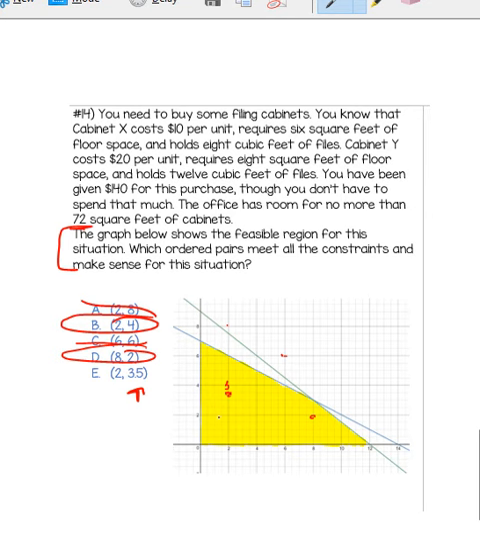So just because you have a shaded feasible region doesn't mean that all the decimal parts would be included, depending on your problem. Now, if we were talking about money, sure, that would be great, but we're not. We're talking about an actual item that we can't have a portion of.